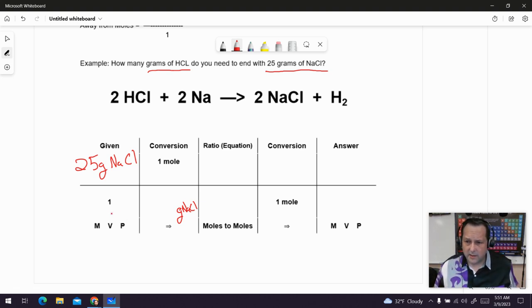So I have to look up on the periodic table. I have one right behind me. I can look up what is the molar mass of NaCl. I'm going to do this right now just to show you that I'm doing this with you. Sodium is 23. Chlorine is 35 and a half. So 23 plus 35 and a half is 58 and a half. So I'm going to write that in there.